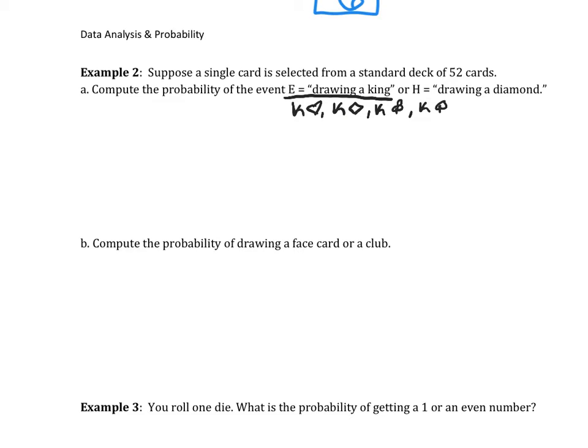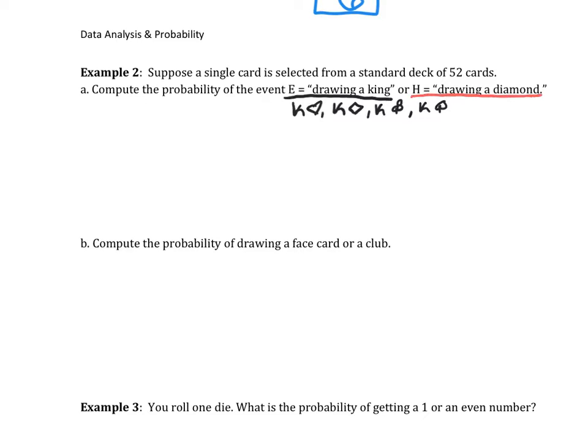My artwork is impeccable. Don't be jealous. Okay, you don't always have to write out all of them. I'm just doing it for the purposes of the notes so you can see. Once you start doing more and more problems, you'll be able to do this in your head, or you could just write 4 outcomes just so you know how many.